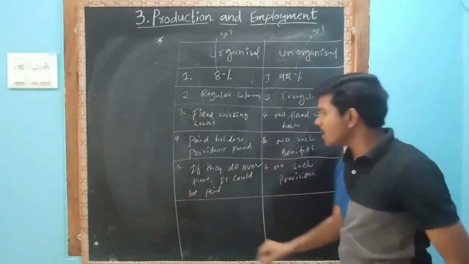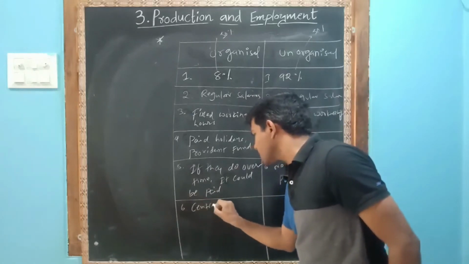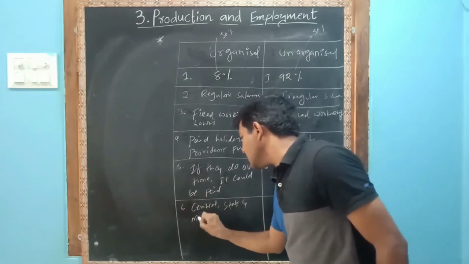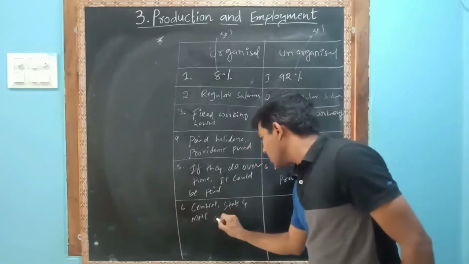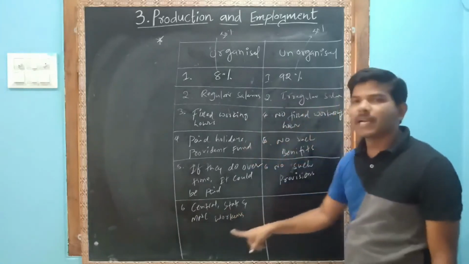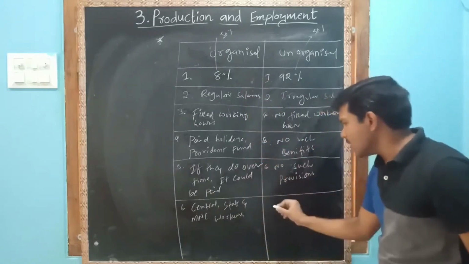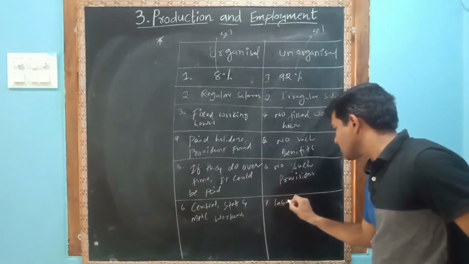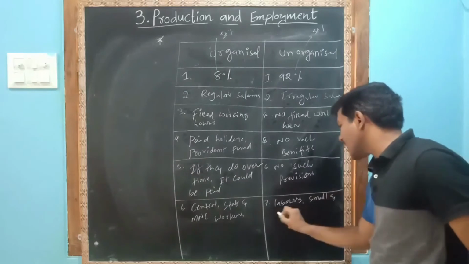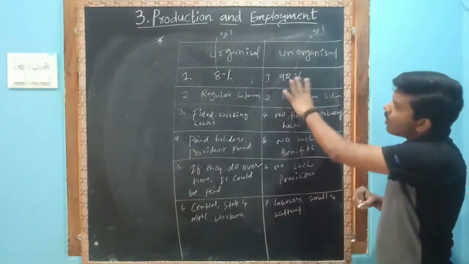So this is where these people usually work: government, central, state and MNC workers. MNC means multinational company. These workers come under the organized sector. Here, laborers belong to small and scattered units. Small and scattered, they come under the unorganized sector.